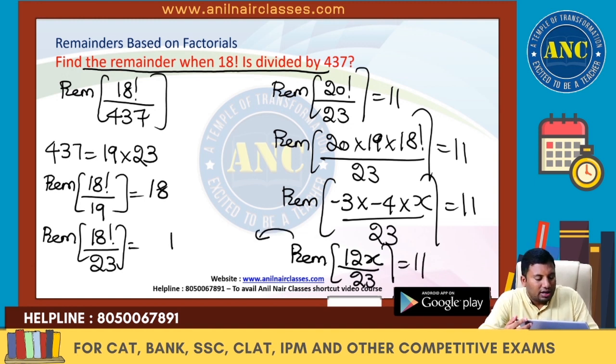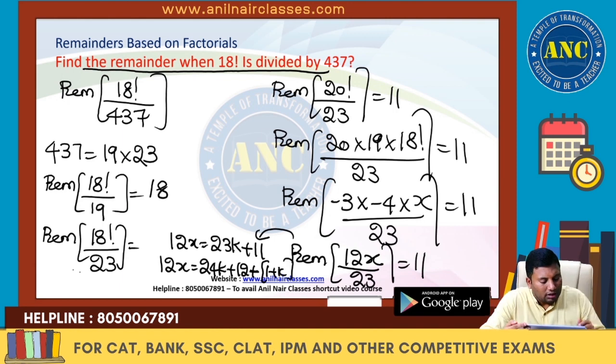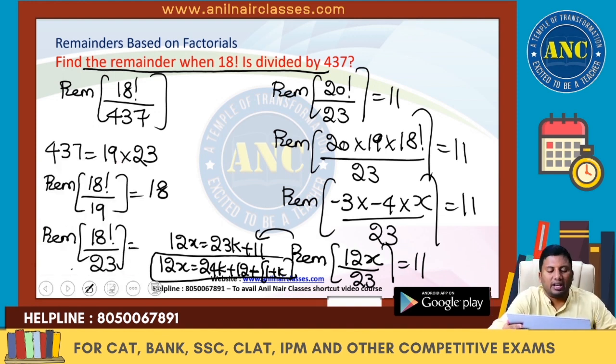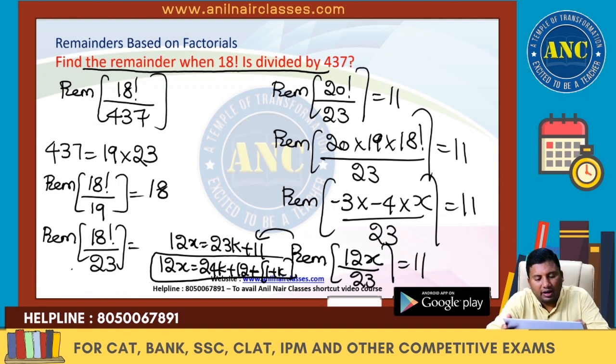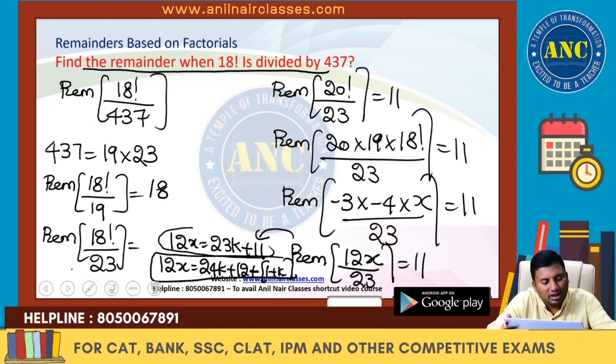So here it is: dividend is equivalent to divisor into quotient plus remainder. So 12x is nothing but 24k plus 12 plus or minus 1 plus k. Till here it is clear, 12x equivalent to 24k plus 12 minus (1 plus k). Till here it is clear, right? 12x when divided by 23, the remainder is 11. This I wrote as 12x equivalent to 24k plus 12 minus (1 plus k). Right?